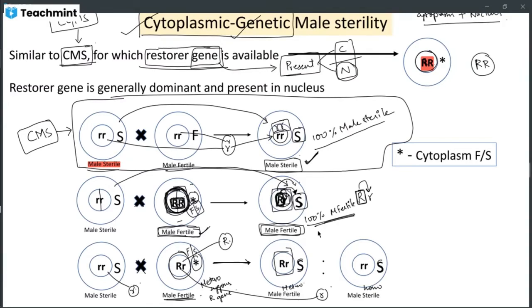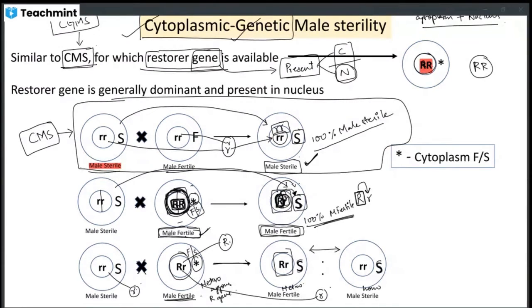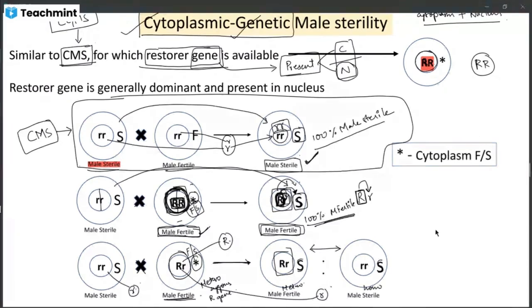Okay. So among these two, which will be your male sterile one? Yes, the homozygous one, because there is no dominant capital R allele, right? It is absent. So as a result of this, and since the cytoplasm is sterile, this will be your male sterile progeny. But in case of this, there is a single R allele. This R allele can suppress your recessive and it can also suppress the sterile cytoplasm, and it will be eventually male fertile. Okay. Is it right?